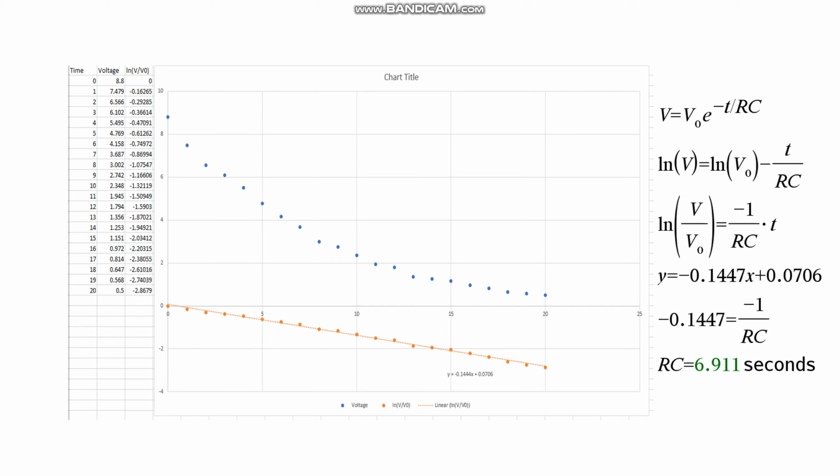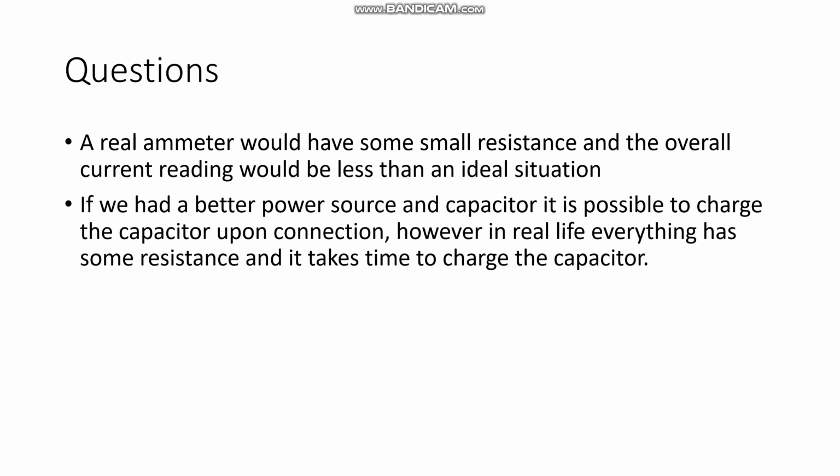So overall, fairly accurate. Now, some last questions before I wrap up is, firstly, in a real life situation, an ammeter is going to have some small resistance. So overall, the current reading is going to be less than the ideal situation. You should just be aware of that if you're going to be doing this in person.